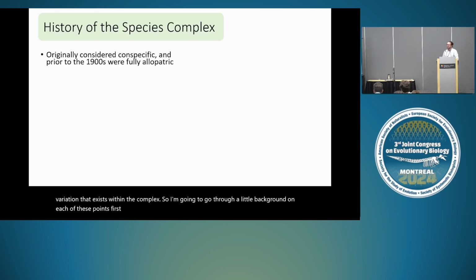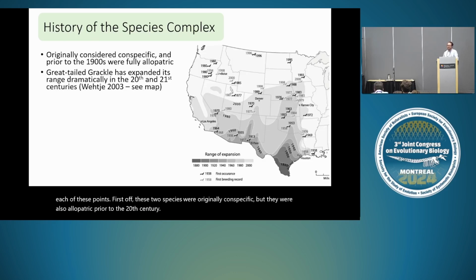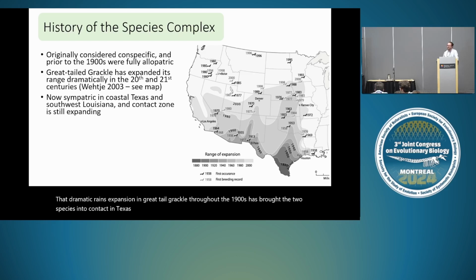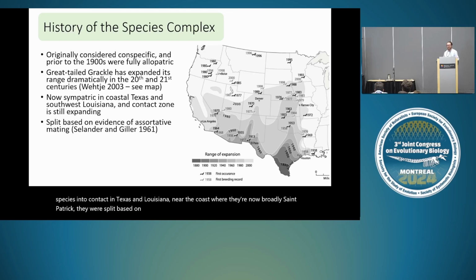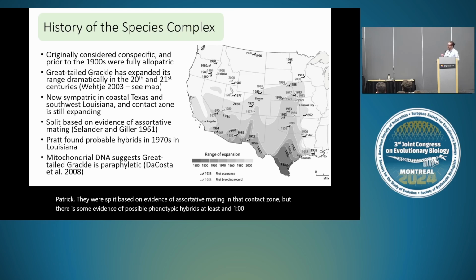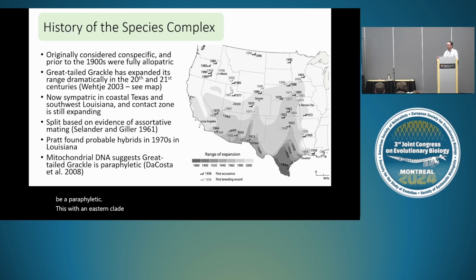First off, these 2 species were originally conspecific, but they were also allopatric prior to the 20th century. That dramatic range expansion in great-tailed grackle throughout the 1900s has brought the 2 species into contact in Texas and Louisiana near the coast, where they're now broadly sympatric. They were split based on evidence of assortative mating in that contact zone, but there is some evidence of possible phenotypic hybrids, at least. And one additional little twist is that based on mitochondrial DNA, it seems like great-tailed grackle may actually be a paraphyletic species with an eastern clade sister to boat-tailed grackle and a western clade sister to the extinct slender-billed grackle.